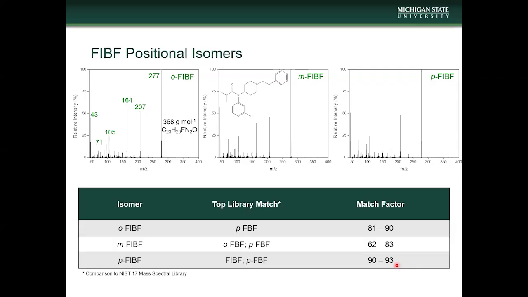Now, one thing I should point out here, this NIST 17 library, I believe it only had FIBF present, and it's the para form, or the para isomer. So it doesn't have ortho and meta FIBF present. So in terms of comparisons of the O and M isomers, the library is just returning the most similar spectrum, which is the fluorobutyryl rather than the fluoroisobutyryl. But that's maybe one of the limitations of the library: if the correct compound is not present, then it's going to match to the next most similar spectrum.